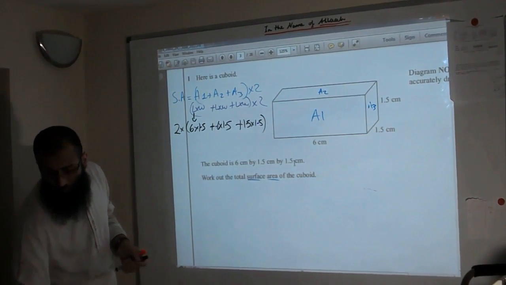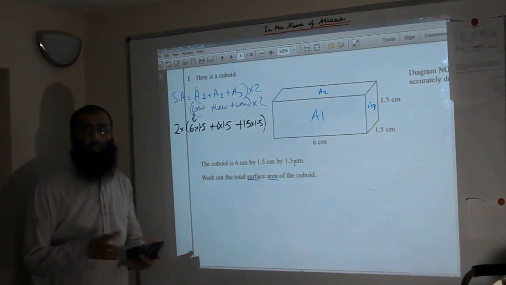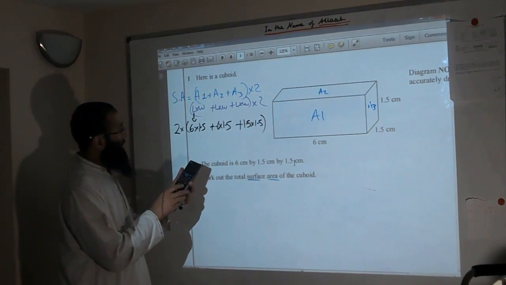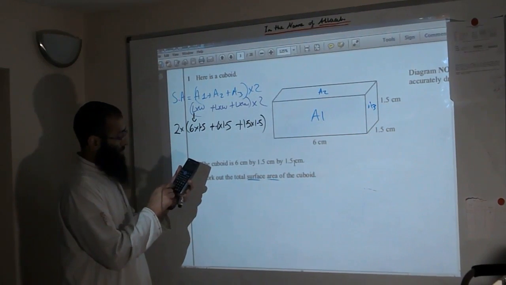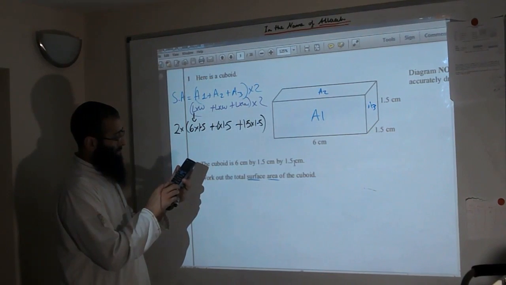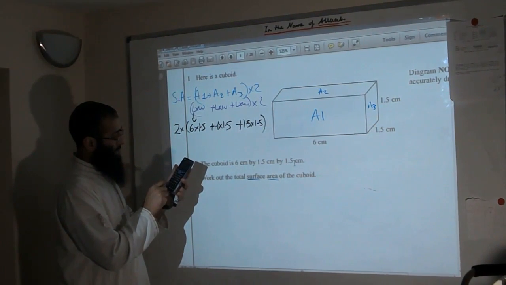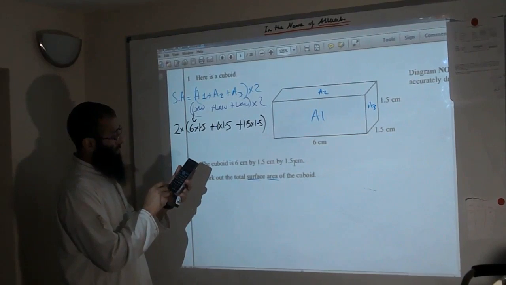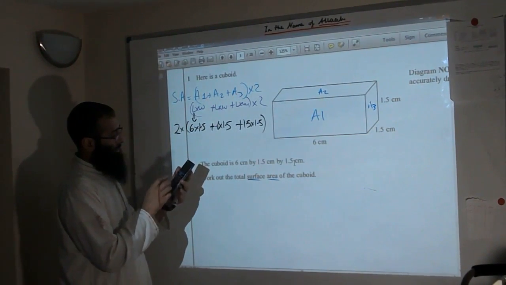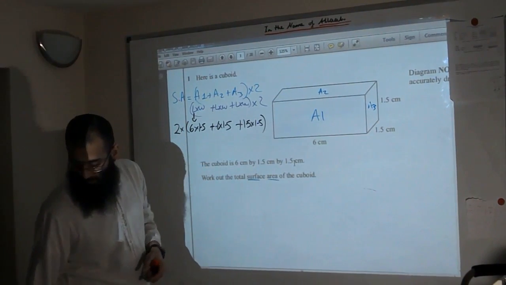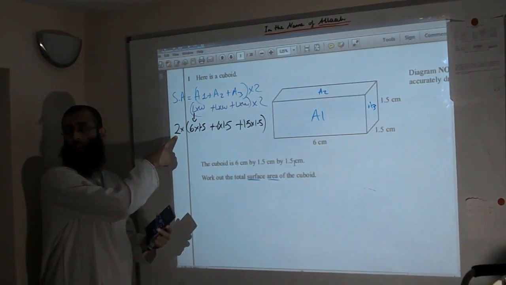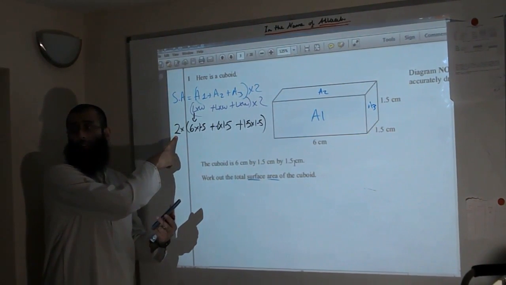Right, this is a calculator paper, so folks, can you jump on the calculators, please? I don't mean literally jump on the calculators, but use calculators. So we've got 2 times by brackets, 6 times by 1.5, add 6 times by 1.5, add 1.5 times by 1.5, close brackets. Okay, what do we get? 22.5. Okay, did you put the 2 on the outside? Yeah. 40.5. 40.5, I got.